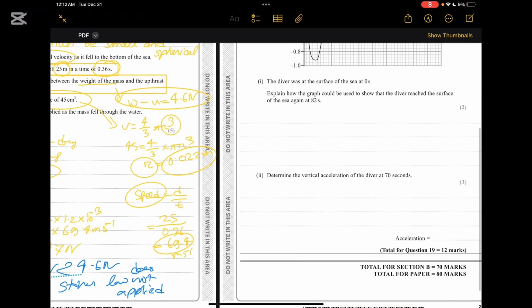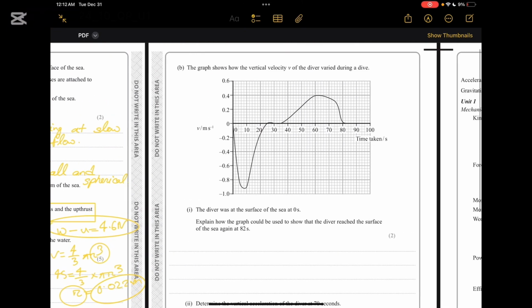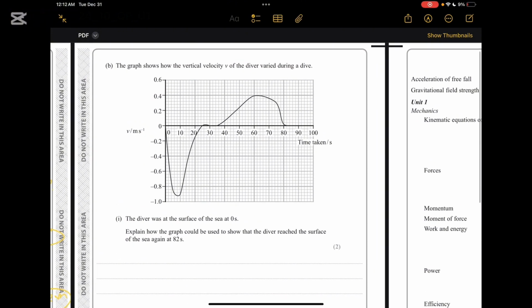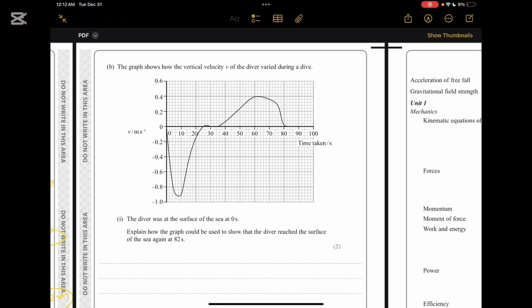All right. So moving forward to question number B right now, the graph shows how the vertical velocity of the diver varied during a dive. The diver was at the surface of the sea at 0 seconds. So this is when he was moving upward, and this is when he is moving downward, as velocity is a vector quantity and it shows the direction. Explain how the graph could be used to show the diver reached the surface of the sea.